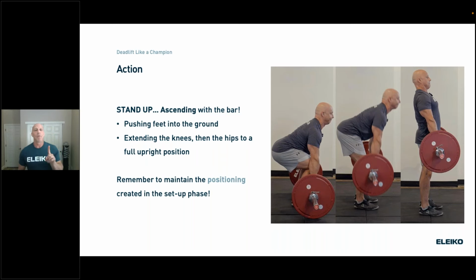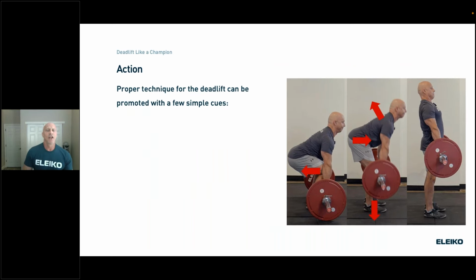And the key is we want to maintain the positioning that we've created in our setup phase. So when you set up, that should be maintained. So when you pull, shouldn't everything fall apart? You want to get all of your positioning, you want to get that tension, and then you want to maintain that and just stand with the bar in those three components into two parts. So here's what it looks like.